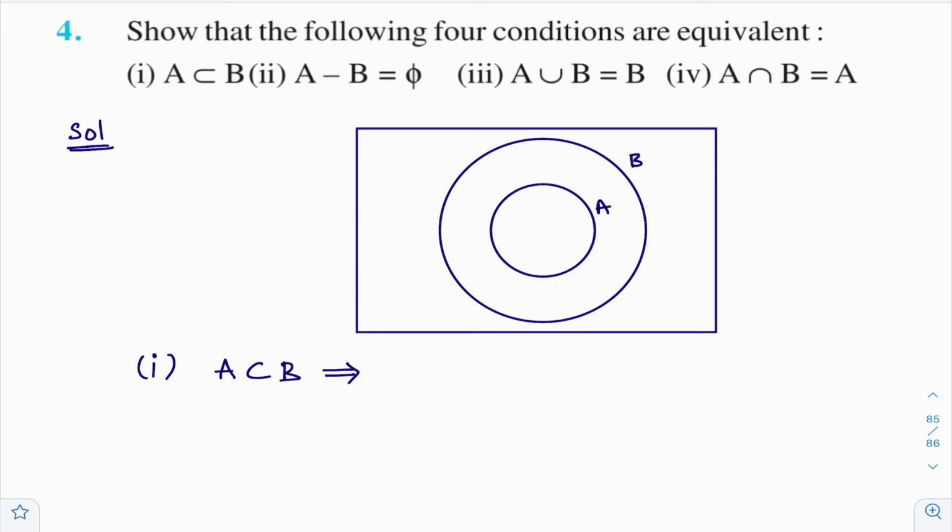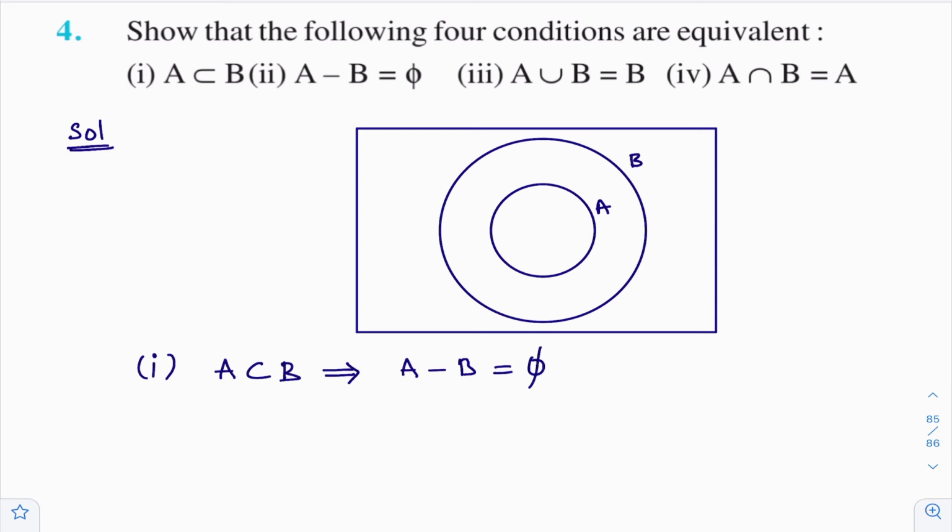I hope you are understanding. Then actually what is A minus B? All the elements present in A but not in B. Okay, so is there any element in set A which is not in B? No, all the elements of set A are in B, as A is a subset of B. From this we can say that A minus B equals the null set. I hope you understand this.